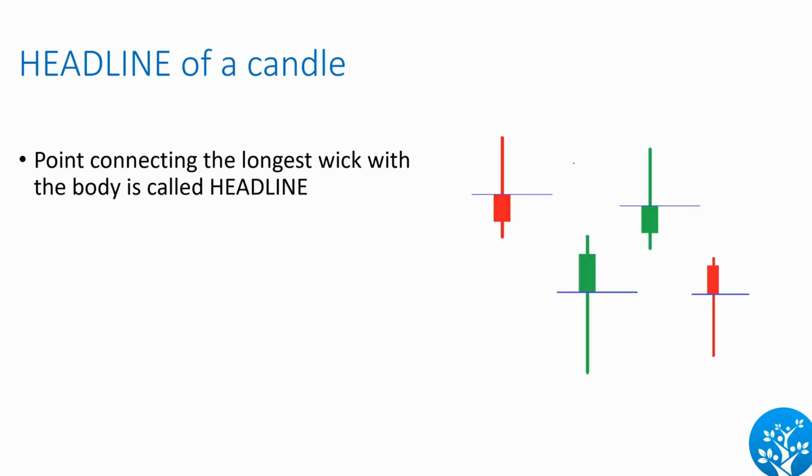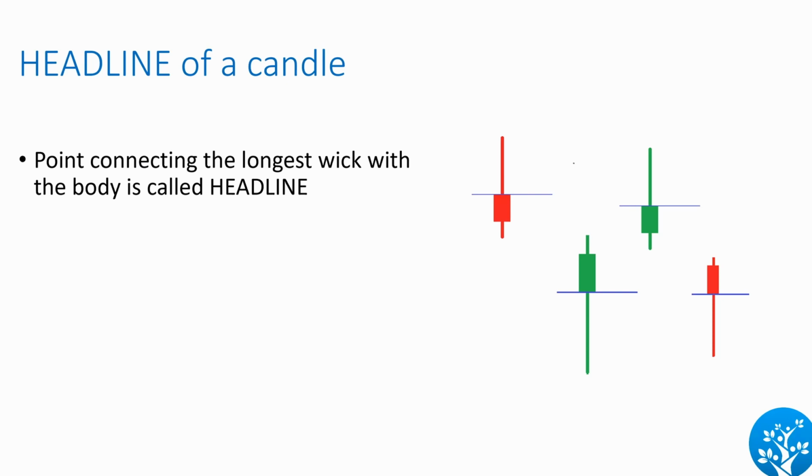Now, before we go and look at the other types of candles, there's a small concept that I want to explain to you, which is called the headline of a candle. What is the headline of a candle? When you look at a candle, if the candle has a very long wick on any one side only, the place where the body and the long wick are connecting is called the headline. So headline is nothing but the point connecting the longest wick with the body.